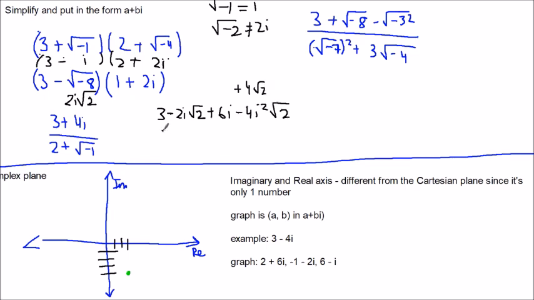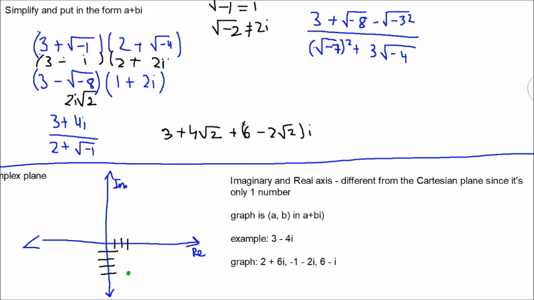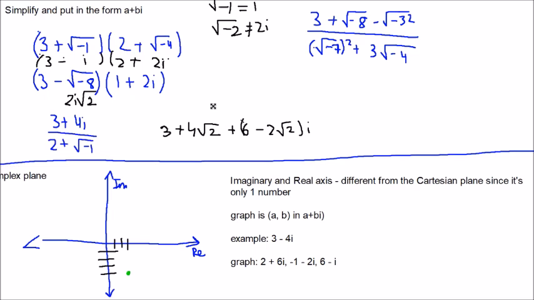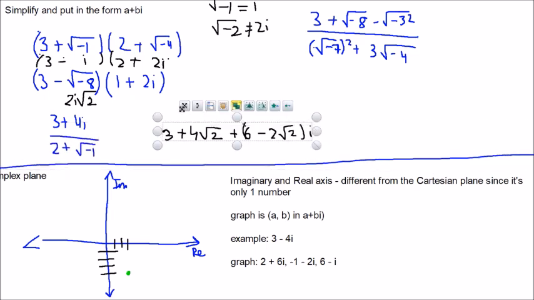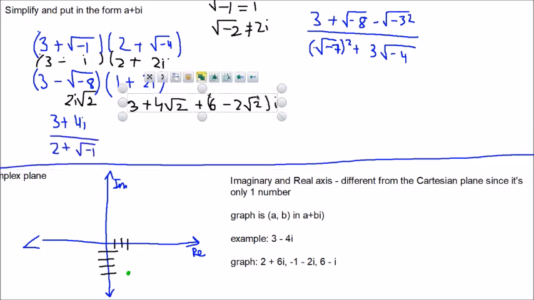So your final answer would be, the A of the answer is 3 plus 4 square root 2. And the B of the answer is plus 6, right? Plus 6 minus 2 square root 2i. And that is your A, and that's your B. So this is pretty tough. It probably won't be on the test, let's be honest. But this is your final answer for this question. There you go. This is your final answer for this question.